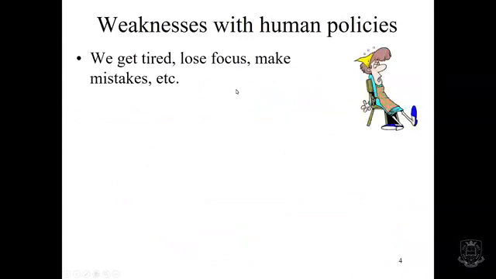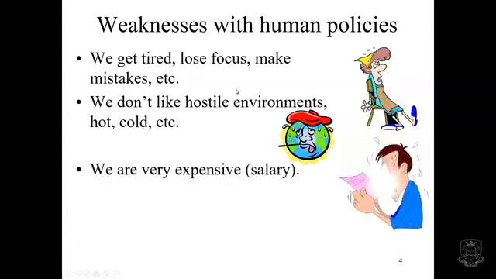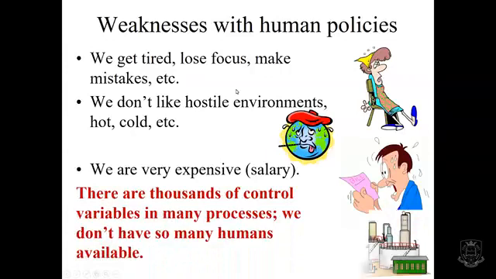Well, you can see the main one: we get tired, we lose concentration, we make mistakes, and so forth. We don't like hostile environments, such as if it's too hot or too cold or too many chemicals. We are very expensive to pay. And in general, there are thousands of control variables and control loops in typical industrial processes, and we simply don't have enough humans to monitor and manage them all.